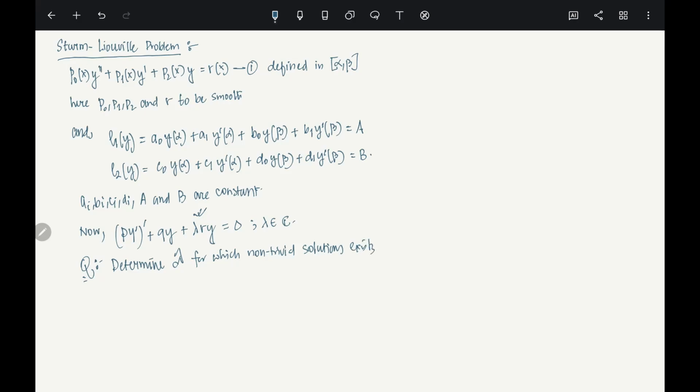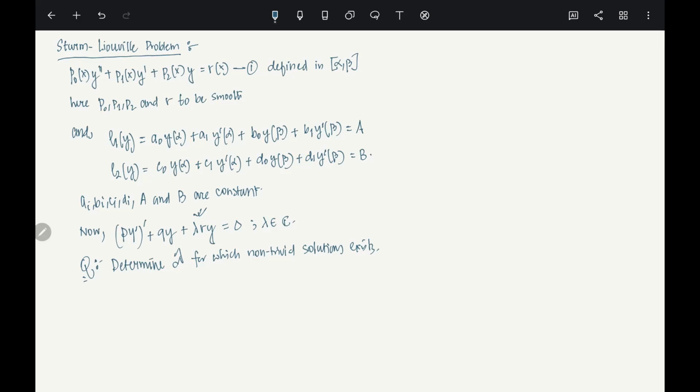It is not only from mathematical physics; even while solving some PDEs, we are going to need this sort of problem. So this is a very, very important class of problems. These are called Sturm Liouville boundary value problems, and we are going to study this problem.